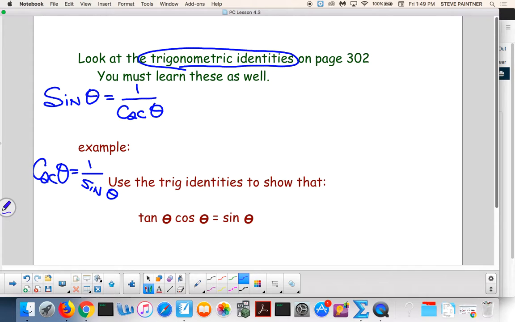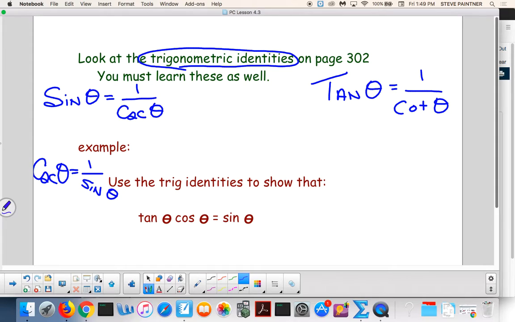Okay. There's a whole bunch of these. There's actually 6 of these. If I threw a tangent at you, tangent of theta equals what? 1 over cotangent of theta. But you guys, I hope you know this. If the answer to this problem is 3 over 2, what's the answer over here? 2 over 3. That's what it's really saying.